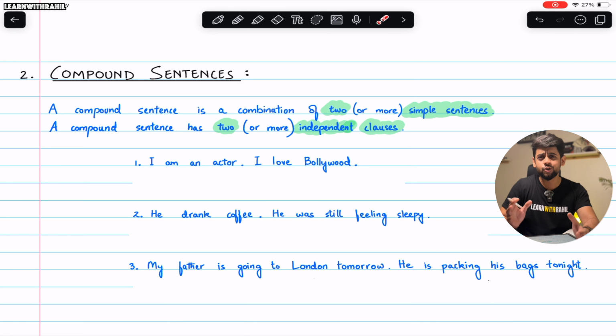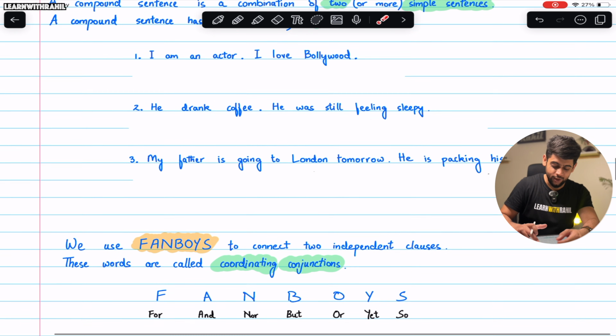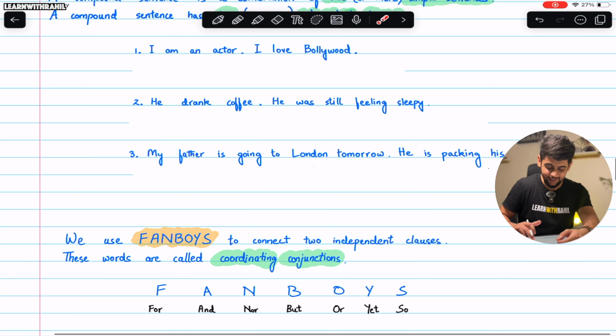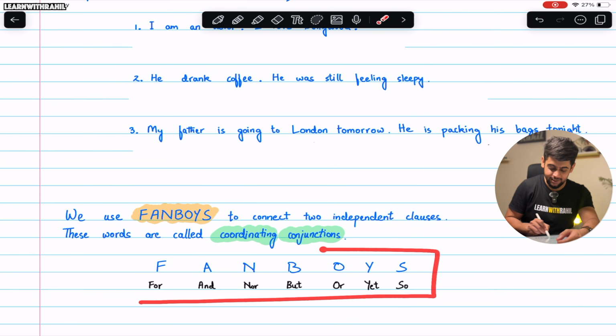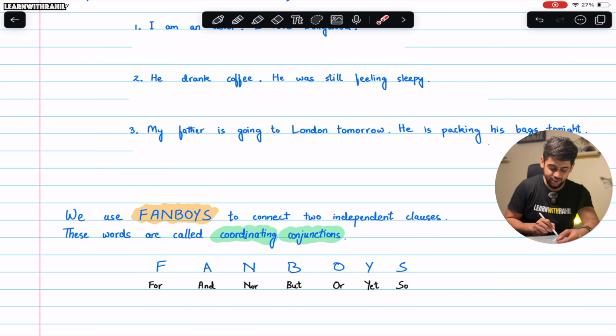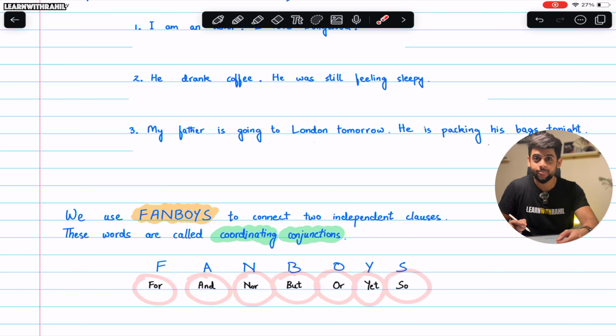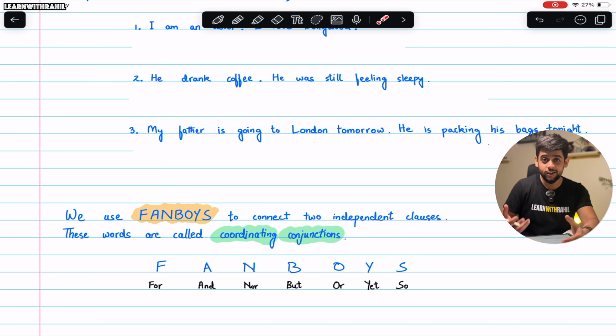Now there are different ways to memorize these conjunctions. I've got a simple way and this is very unique. Here you can use this acronym called FANBOYS. What does it mean? Here I've written all these conjunctions for you. F stands for for, A for and, N for nor, B for but, O for or, Y for yet, S for so. That's FANBOYS. So when you use these coordinating conjunctions to connect 2 simple sentences, you make a compound sentence.